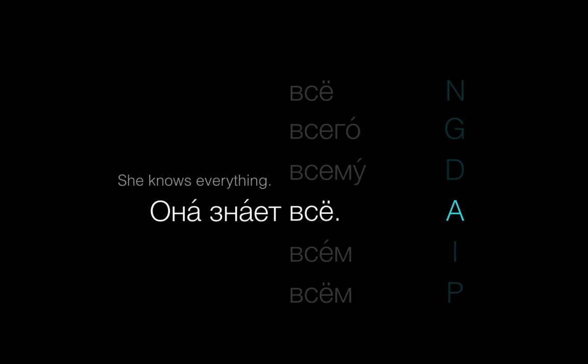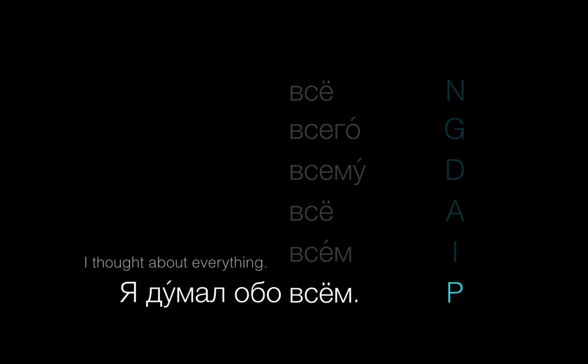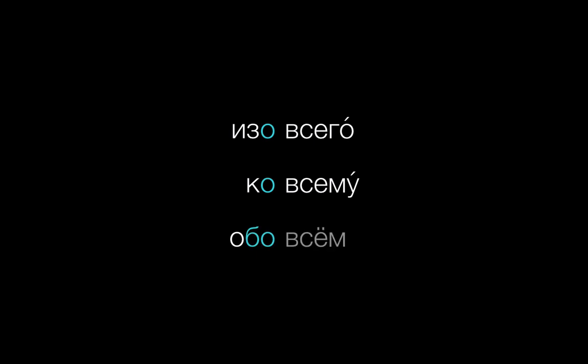Она знает всё. This form, всё, is accusative for direct objects as well as nominative. Она довольна всем. Доволен is used with the instrumental всем. Я думал обо всем. Here we're using the prepositional case form всем. It's worth noticing that some prepositions will add an о before the consonant cluster at the beginning of these forms. Изо всего, ко всему. And the preposition о becomes обо всем.